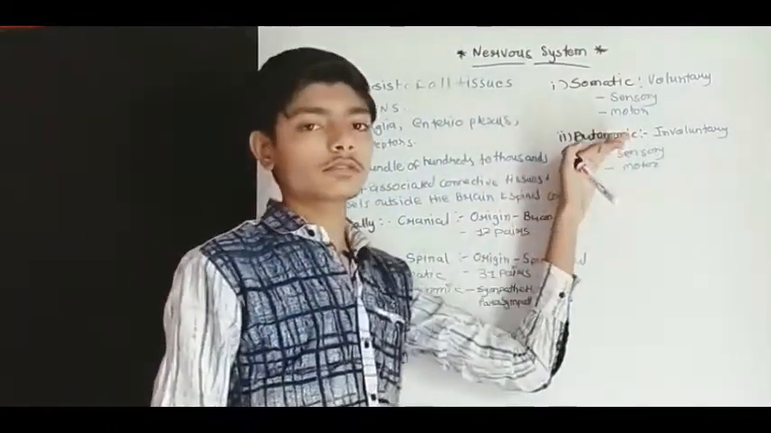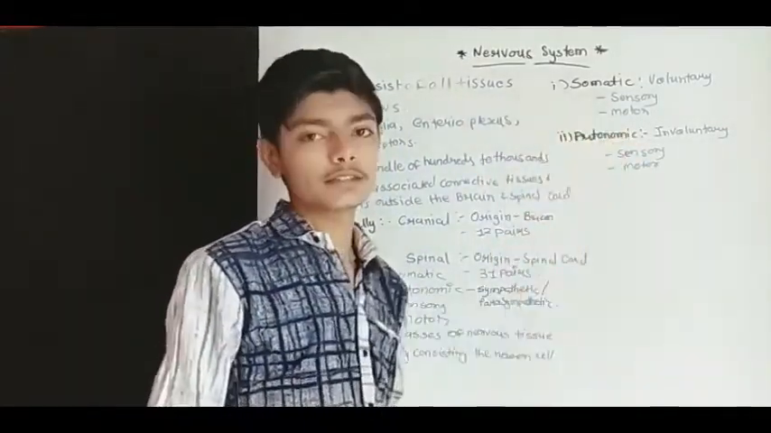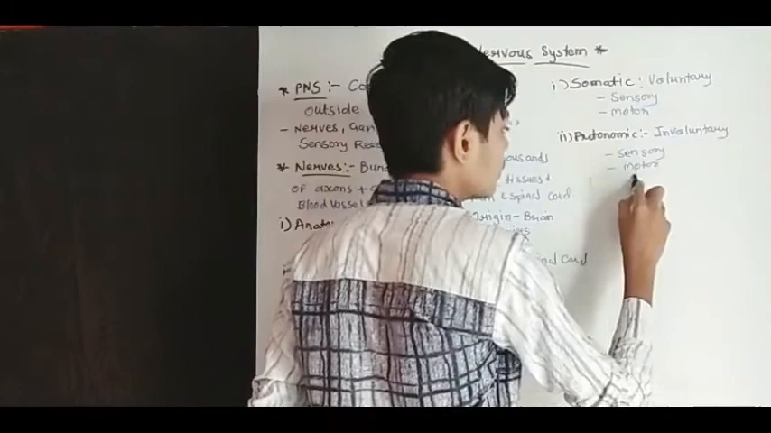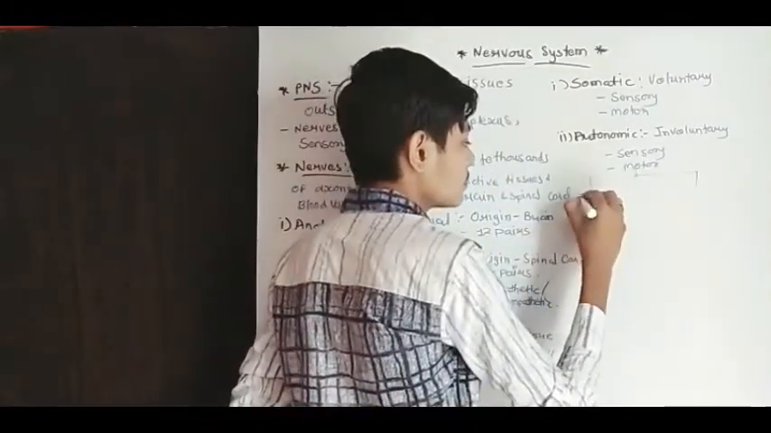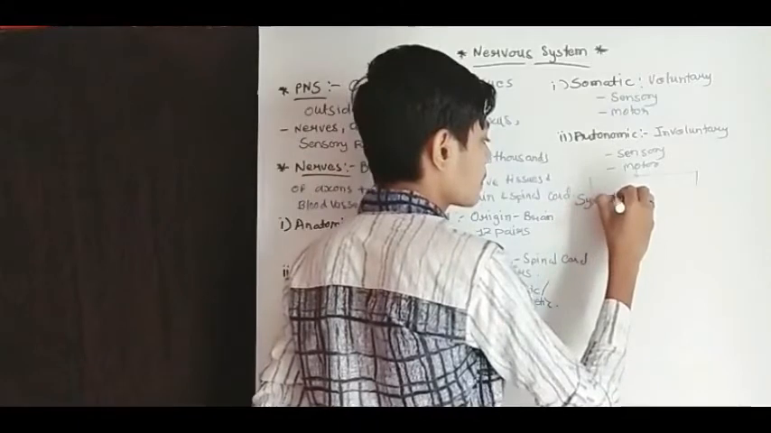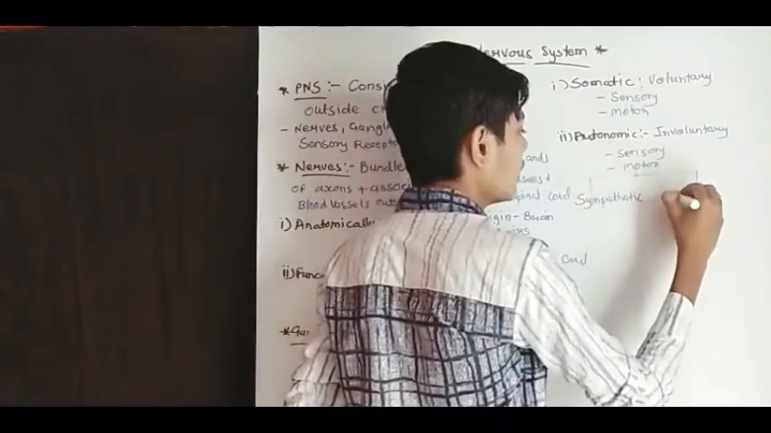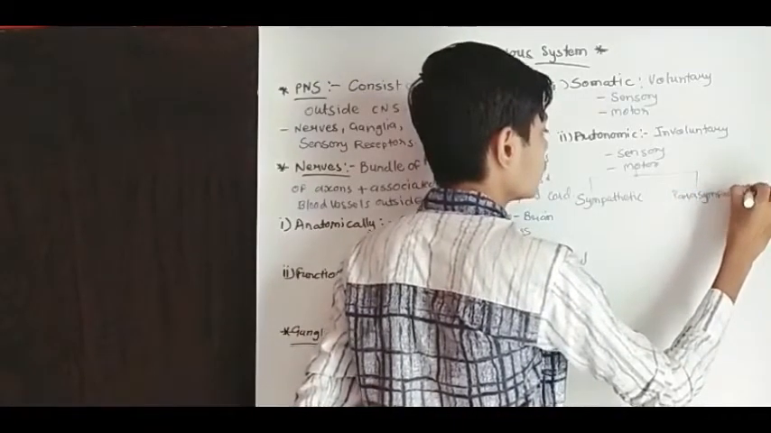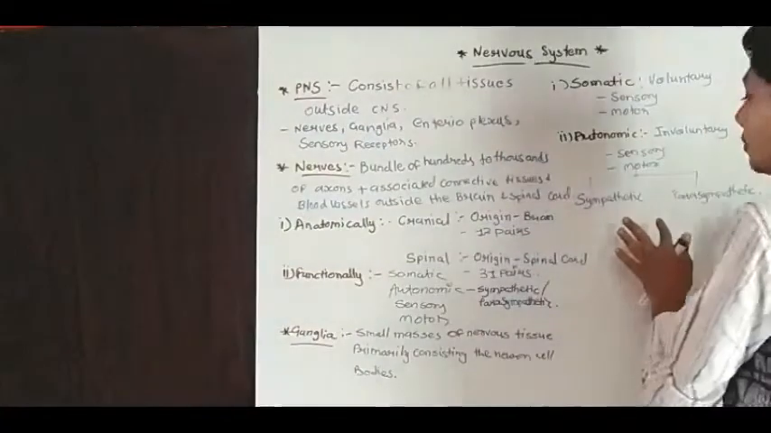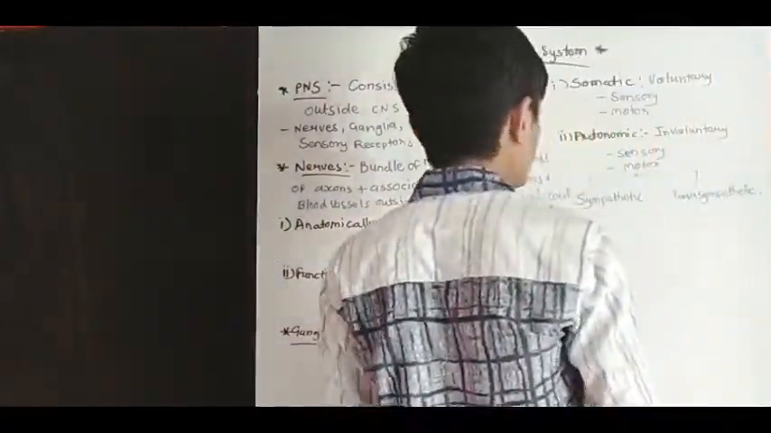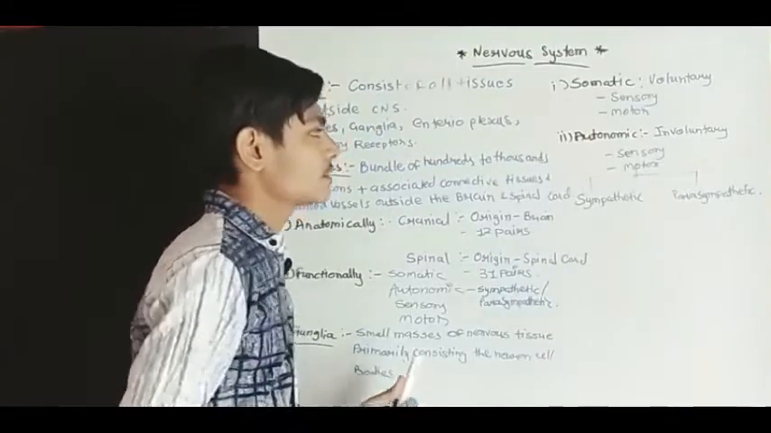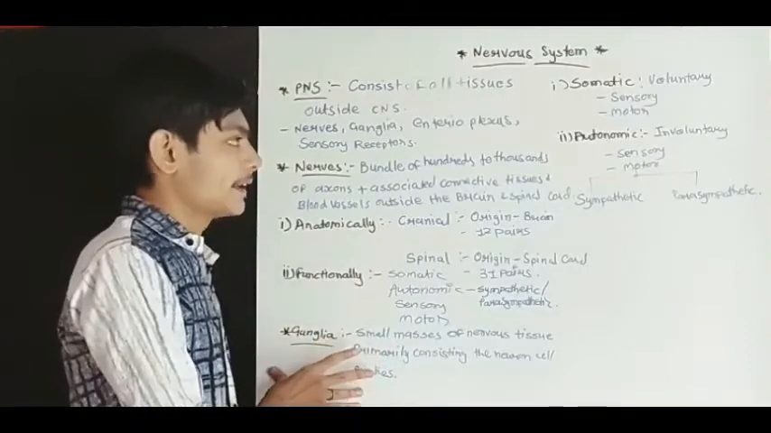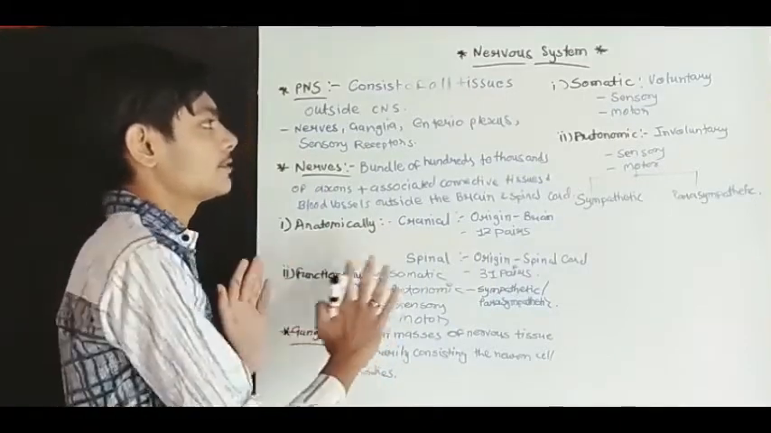The autonomic nerves, meaning the motor nerves of the autonomic system, are divided into two further types, which are sympathetic and parasympathetic. So these are the two types of the motor nerves of the autonomic nervous system. So this was the basics of nerves in the peripheral nervous system and ganglia. All things we have seen here.